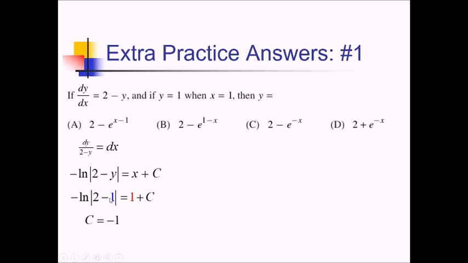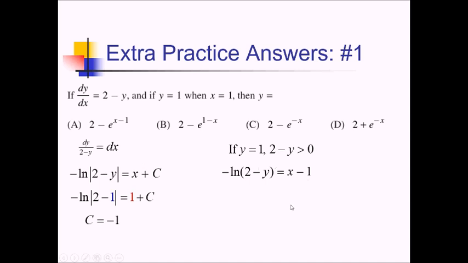I'm about to plug that back into my general solution here. The problem, though, is I have this absolute value. I have to resolve that first. Looking at my initial condition, I see that y is 1. If y equals 1, then the stuff inside here, 2 minus y, is going to be positive, which means I don't really need the absolute value and I don't need to negate everything. I can just replace the absolute value with parentheses. So I'm going to have negative ln of (2 minus y) equals x, and then the c value, so -1 after that.